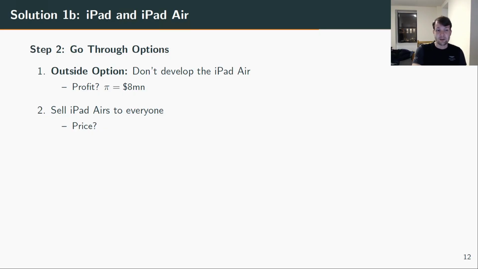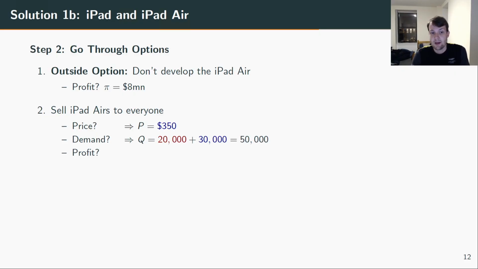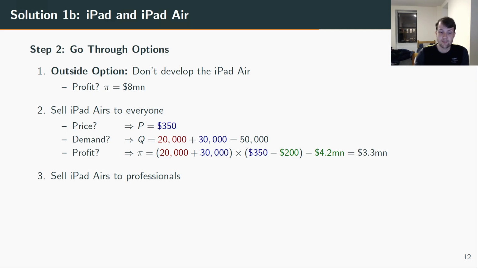If we sell the iPad Air to everyone, well, we charge $350. That's what everyone's willing to pay, the student's willingness to pay. Demand is going to be 50,000. Profit, well, the same formula as before, just that we have obviously now 350 minus 200. That's the margin on each individual device. And we're going to pay 4.2 million in development costs. So we're going to get a total of 3.3 million.